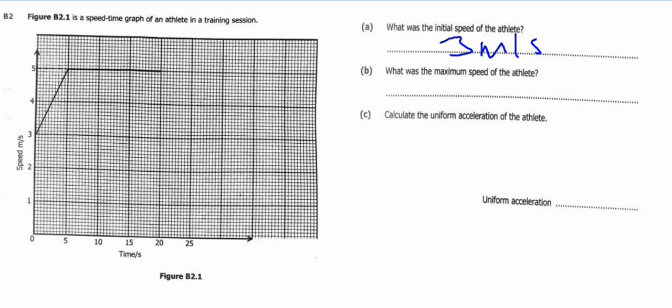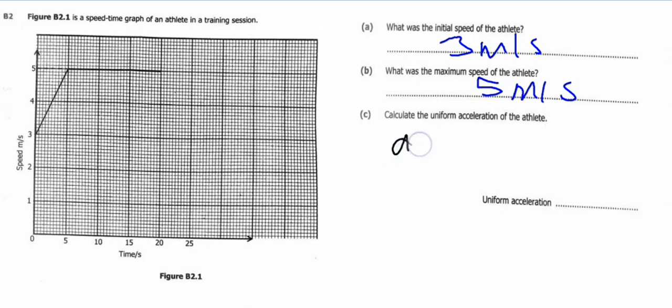Then B, what was the maximum speed of the athlete? The maximum speed of the athlete is this one here, which is 5 meters per second. No need of calculating here. C, calculate the uniform acceleration of the athlete. So here we are calculating the uniform acceleration of the athlete.